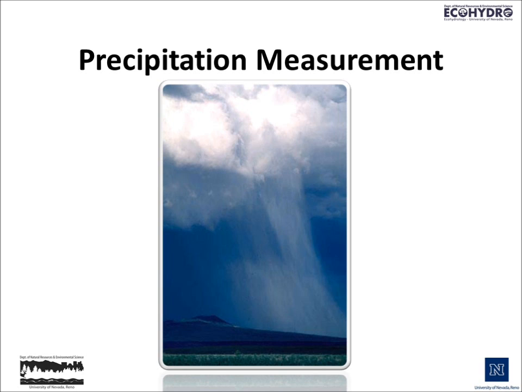Precipitation measurement is particularly important. We need to know a lot about not only the kinds of devices that are available to us to measure precipitation, but also what their strengths and weaknesses are, and what kinds of data they're actually reporting.